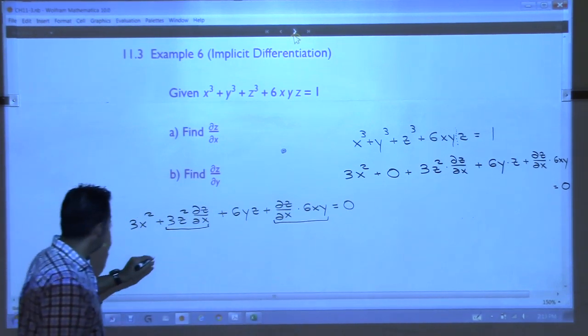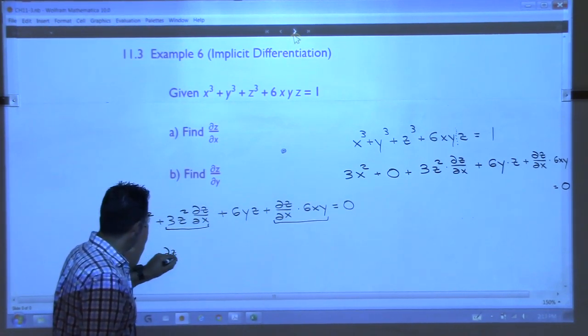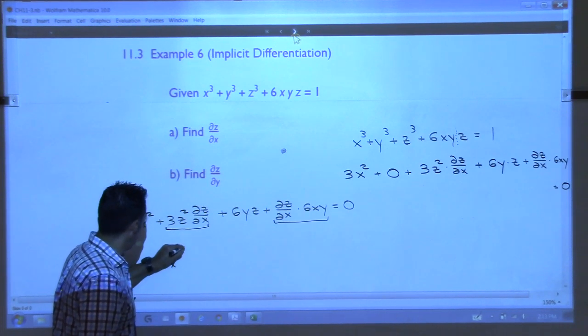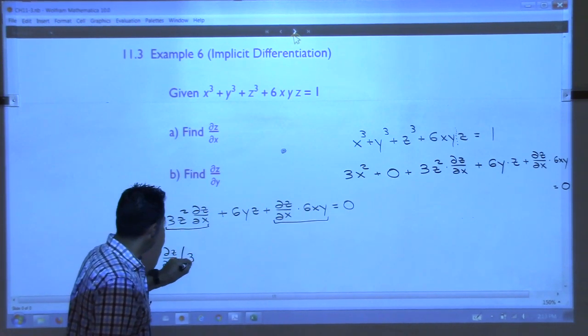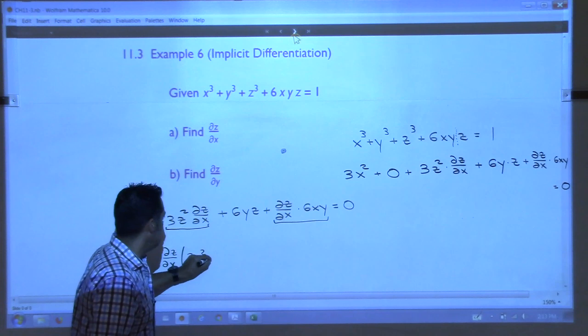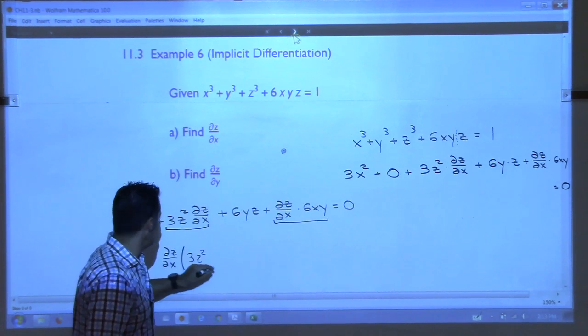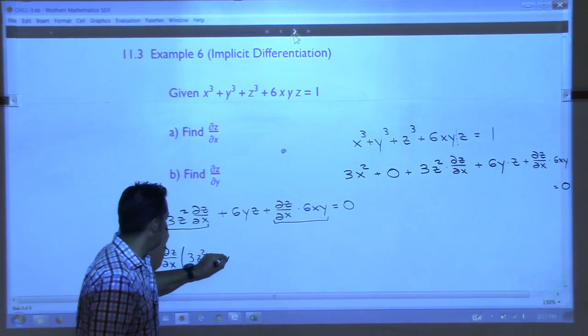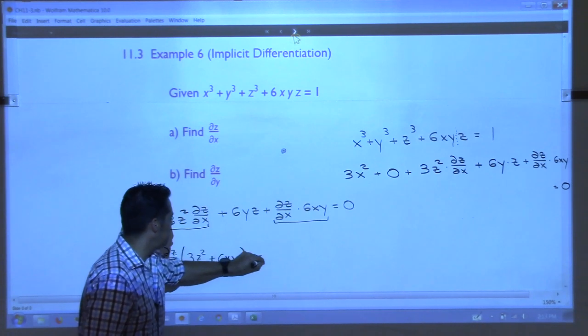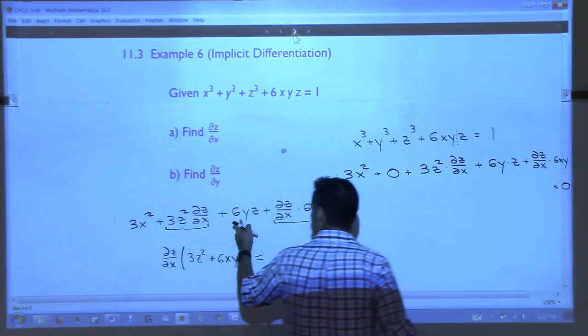So let me do that all in one step. Partial z with respect to x gets factored out of this, so I get 3z squared. And then I factored it out of here also, so plus 6xy. And that's the left side. The right side are those two terms moved over.